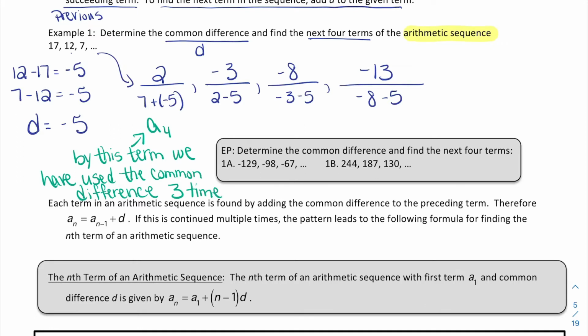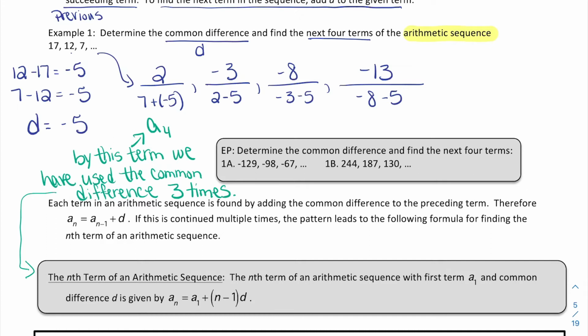So that's something that's going to be really important to understand when we're looking at the formula for finding the nth term of an arithmetic sequence. We're coming at it down here in this gray box. So you're going to see n minus 1 times d in the formula. Well, by the time you get to the fourth term, you've used the common difference 3 times. By the time you get to the fifth term, you will have used it 4 times. So hopefully when we get to that formula here in a minute, that will make sense as to why it's n minus 1, the number of terms minus 1 times a common difference.